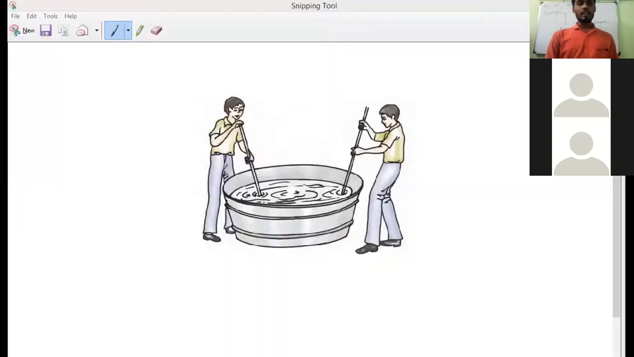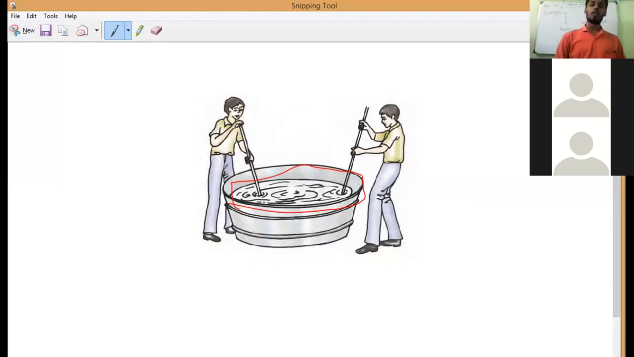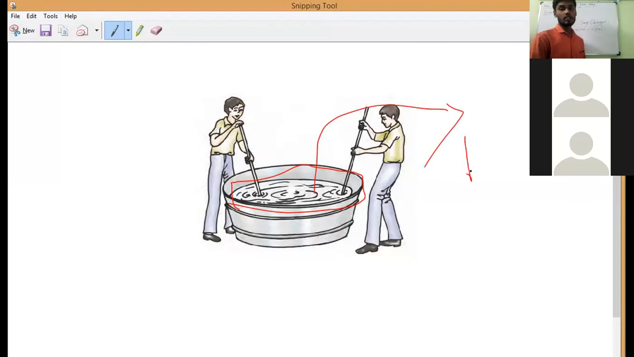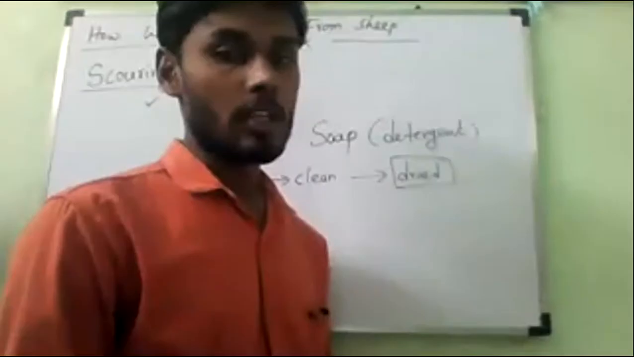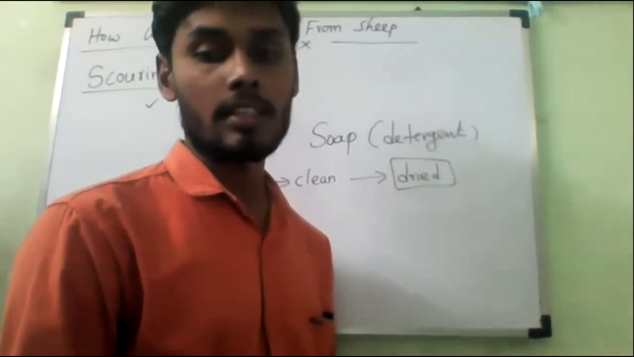They take a very big container which contains a huge amount of water. Inside they prepare detergent water, meaning detergent is mixed with the water. They dump the fleece in this and start stirring continuously. So what will happen? All the dust and everything will be removed. After that they take it out and keep it for drying. So that process is only called scouring. Yes, sir. So now write it.